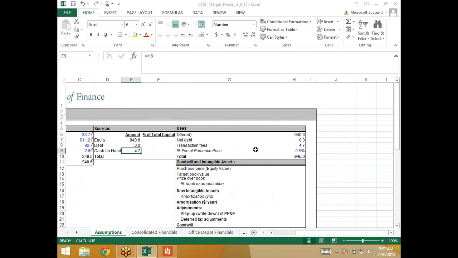Debt's going to be handled from debt. Cash can be handled from fees. Real simple. Sources match the uses.